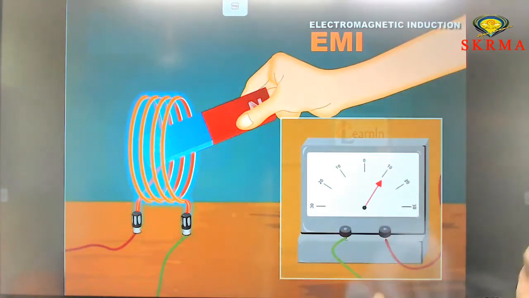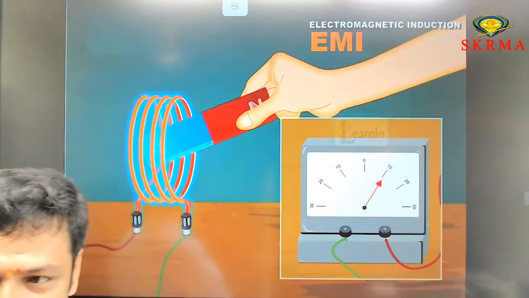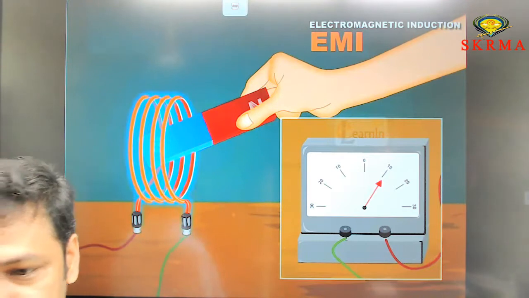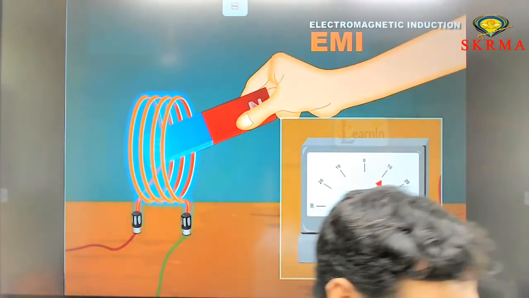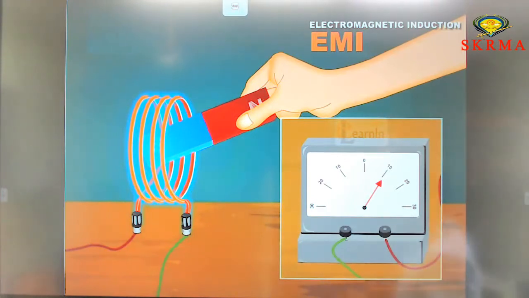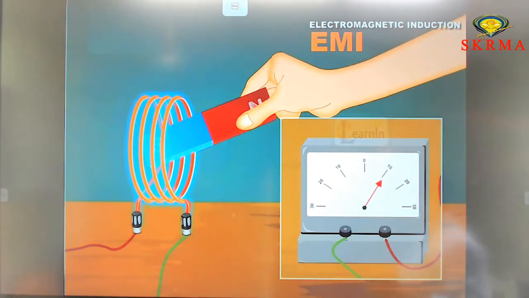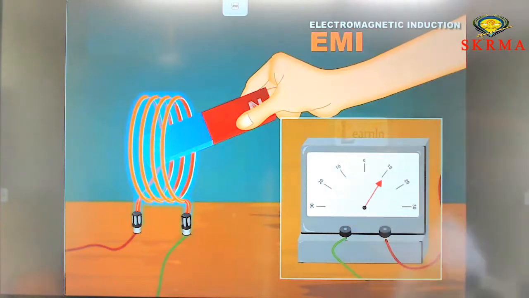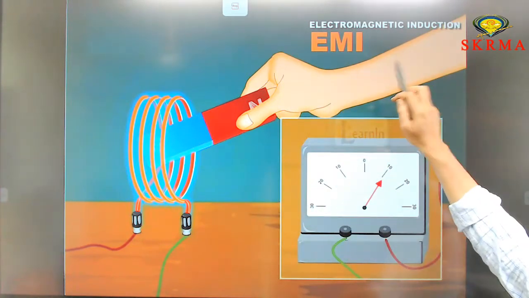Today our concept is electromagnetic induction. This is quite easy, and you can definitely attempt a question from the NEET examination. What is the basic concept of electromagnetic induction? This is the basic diagram for entire electromagnetic induction that represents how we produce electromotive force by varying magnetic field. That is the process of electromagnetic induction.